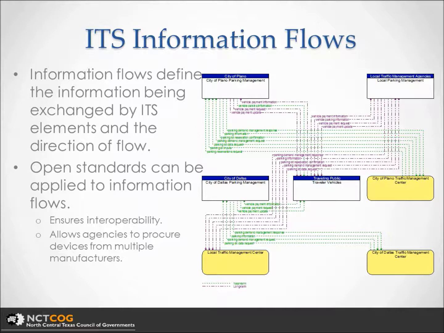ITS information flows are the flows that are defined between ITS elements. It defines not only the information to be exchanged, but the direction of that information flow. In this slide is a diagram of a complex information flow diagram for an individual project. Each line represents a flow, both in the near term and in the medium term, among several ITS elements in the North Central Texas region. There will be more information about information flows later in this seminar and in part 2.